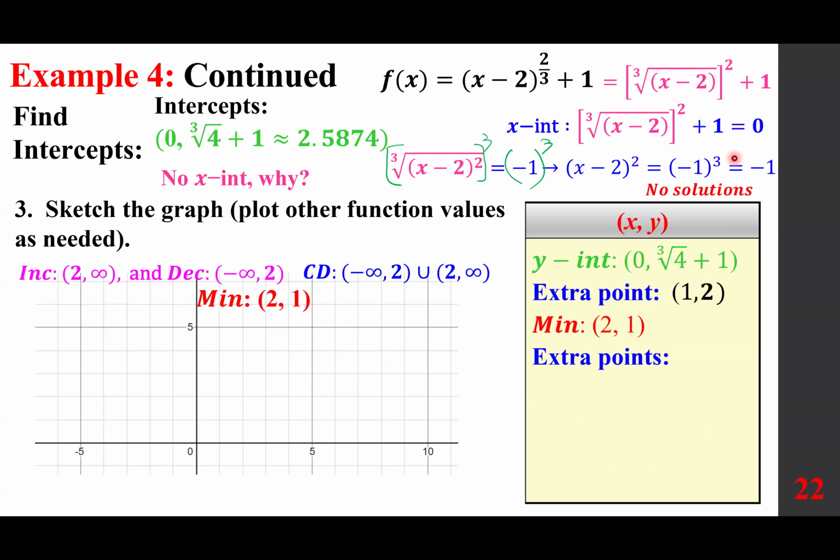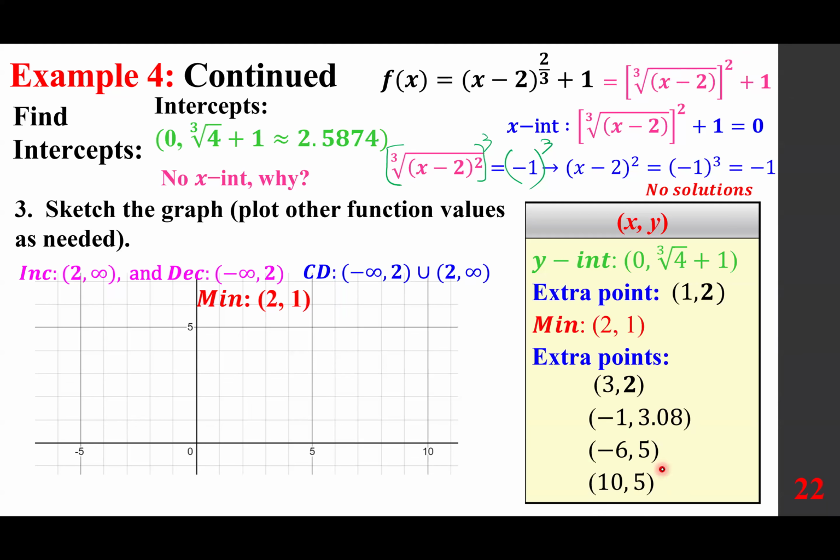Another easy point would be 3. If I put 3, I get the same thing. 1 cube root is 1 squared, 1 and 1 is 2. Now, a few more easy points. First, negative 1, on purpose, I picked something that I can't evaluate without a calculator, but negative 6. If I put negative 6 here, with minus 2 is minus 8. Cube root is minus 2. Squared, 4 and 1 is 5. If I put 10, 10 minus 2, 8. Cube root is 2 squared, 4 plus 1 is 5.